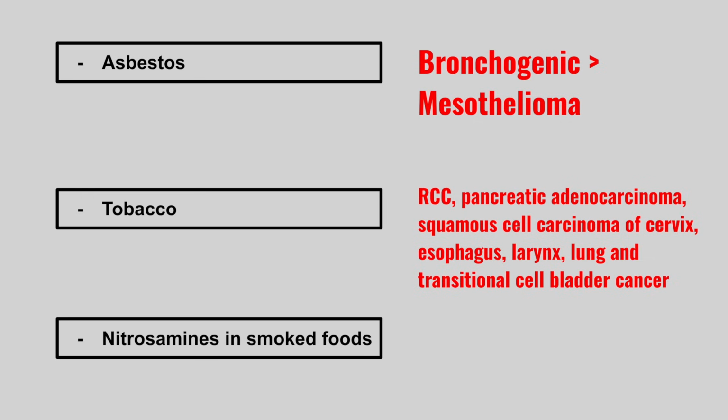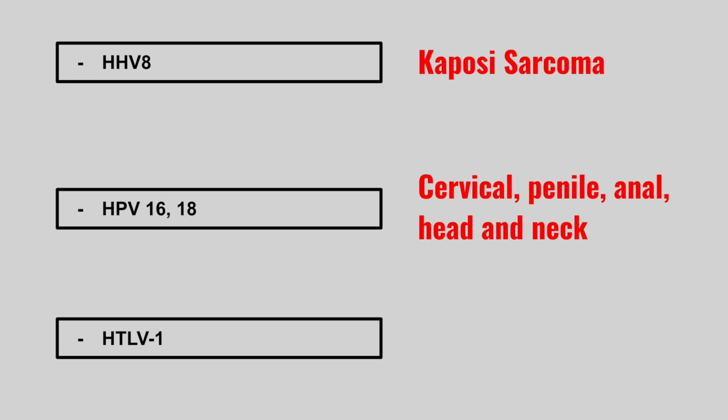Next, we have nitrosamines in smoked foods. This is stomach cancer. Next, we have HHV8. This is Kaposi sarcoma. Next, we have HPV 16 and 18. This is cervical, penile, anal, and head and neck cancers.